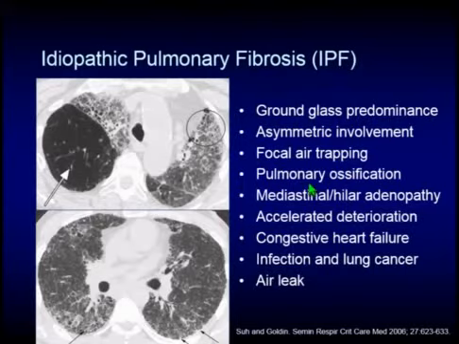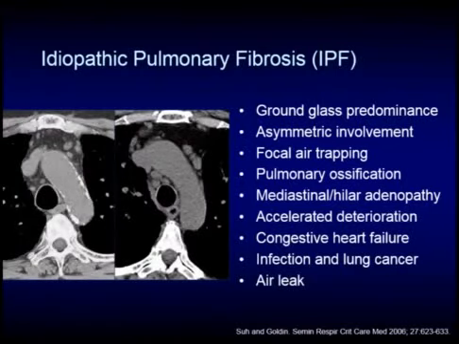You may see areas of pulmonary ossification, and I don't know if it projects very well, but you see little hyperdense nodules within the densest areas of fibrosis on the bottom image, and these correspond to areas of pulmonary ossification. And these are the fibroblasts undergoing metaplasia from chronic inflammation to become osteoblasts and laying down bone.